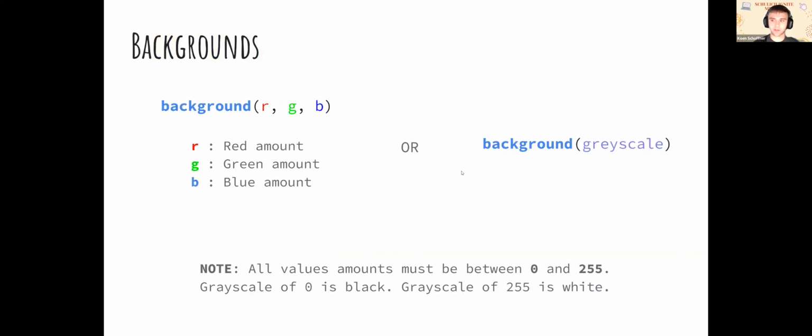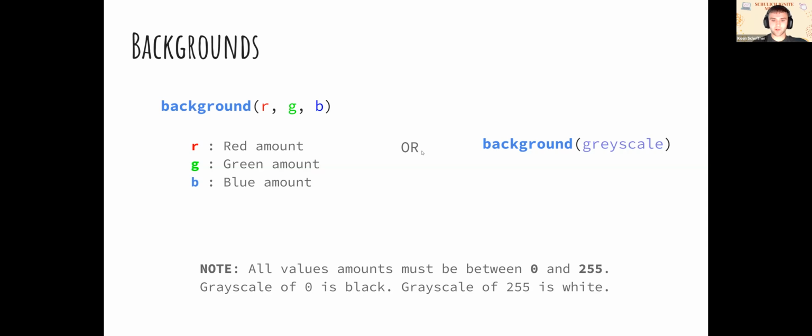So there's one other thing that you guys can do in your setup function, and that is define the color of your background. You do that with this background function. All you need to do is type background and then fill out the red, green, and blue values. The values for these can be anything from 0 to 255 for each one of these.